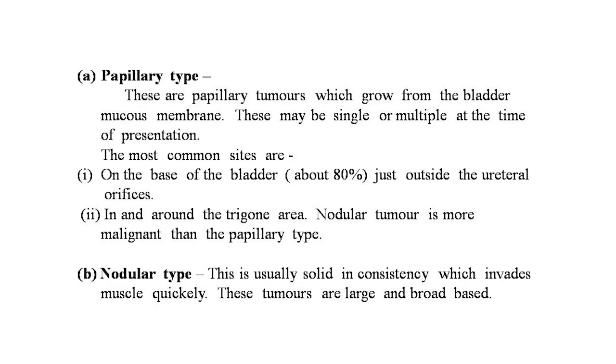The most common site is the base of the bladder, about 80%, just outside the ureteral orifices, in and around the trigone area. The nodular tumor is more malignant than the papillary type. Next is the nodular type, which is usually solid in consistency and invades the muscle quickly.